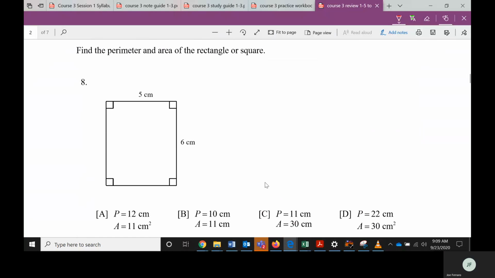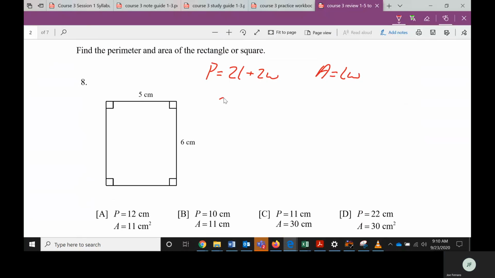Okay. Number 8, multiple choice. Make sure you got 2 different answers here. Now you could use the formulas that they gave you in the book. It was 2L plus 2W for perimeter. Area is length times width. You could also, you don't have to do this, just go around, and I'll show you both ways.